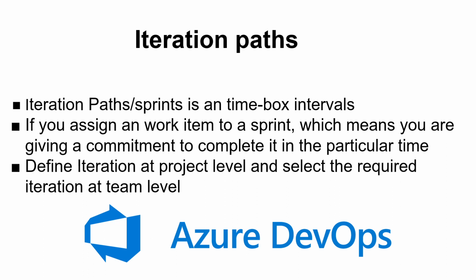First, you need to define the iteration path at the project level. Then for each team, you need to configure which iteration paths you want to use. This I'm going to show in this video. Tips and important points will be shared at the end of the video.